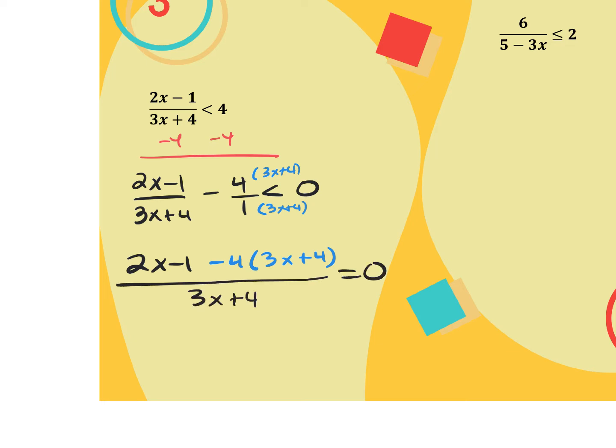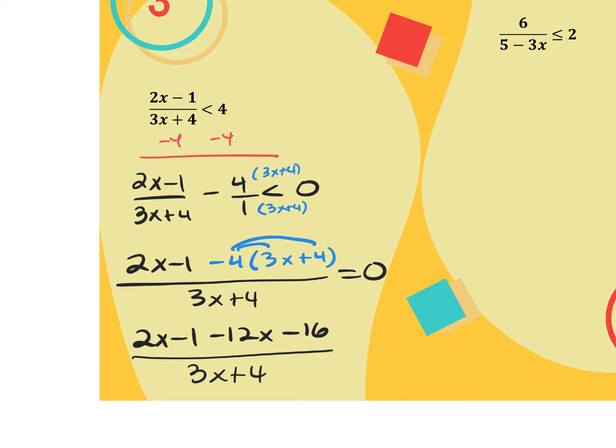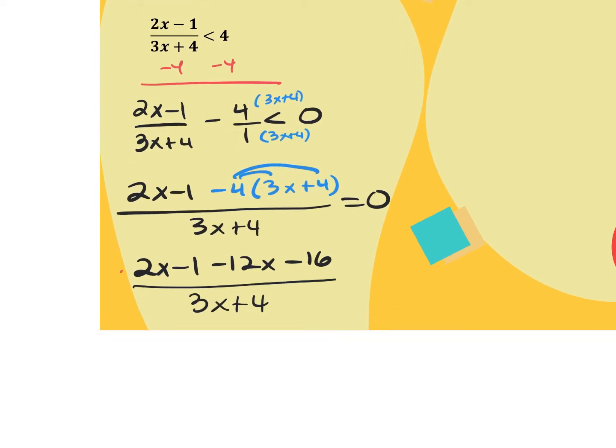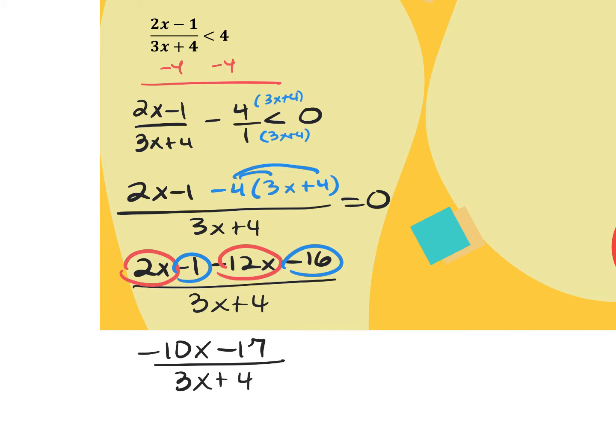And again, I'll put it as an equal 0 because once I combine my like terms, I'm going to set the numerator equal to 0 and then the denominator. So I need to distribute the -4. So I end up with 2x minus 1 minus 12x minus 16, and then I still have that same denominator. I'm going to combine my like terms in the numerator. So the 2x and the -12x, and then the -1 and the -16. So this will give me -10x minus 17 over 3x plus 4.